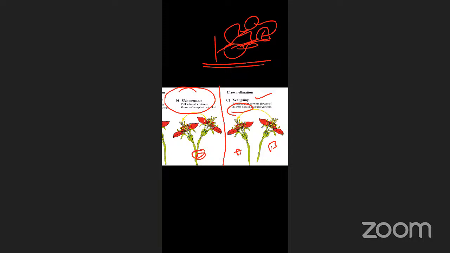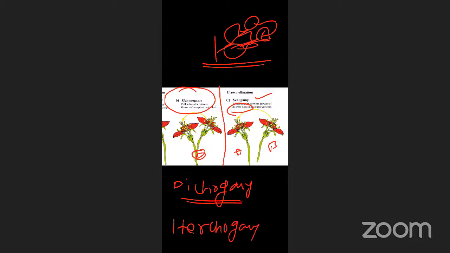Also given are hercogamy, heterostyly, dichogamy and hercogamy. So what is dichogamy given here? Stamens and gynoecium mature at different times.